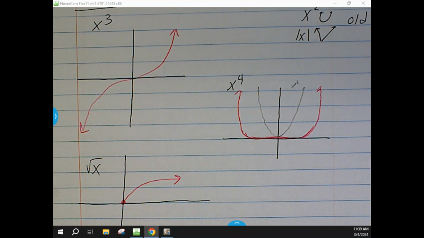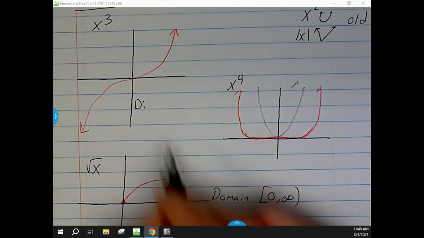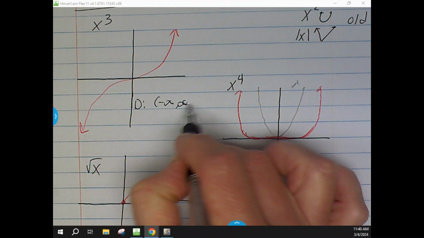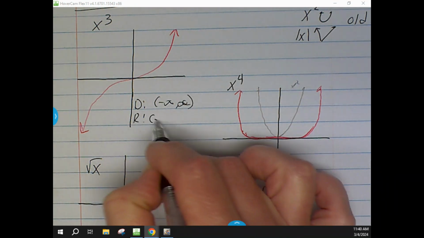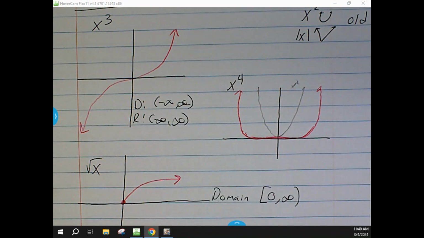Square root of x is one where your domain goes from 0 to infinity. Okay. And I don't think a lot of these questions, I don't think they will ask for domain and range. The good thing is if they do on x to the third, domain is negative infinity to infinity. The range is also negative infinity to infinity. So I don't think they'll ever ask that on x to the third.